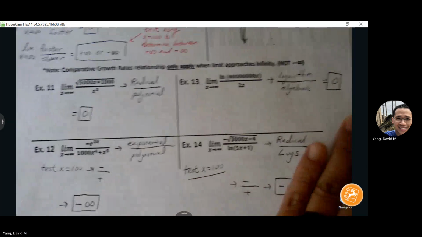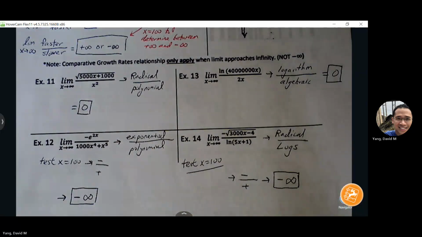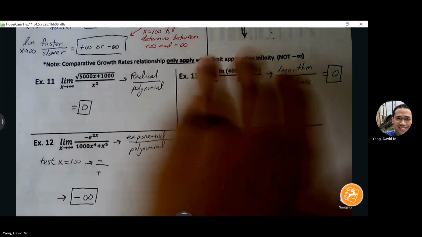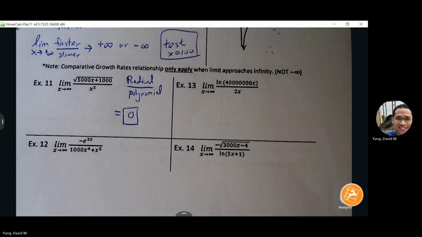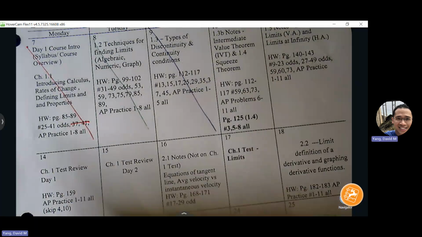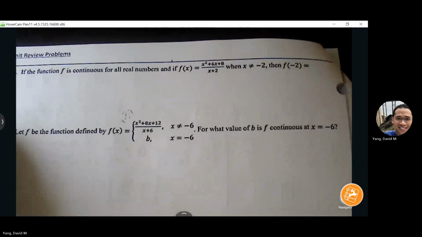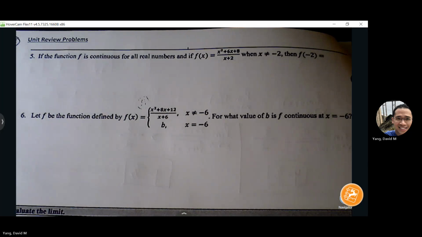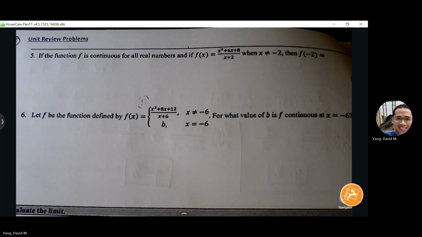Okay, let's check our answers here. All right, any questions here? All right, let's do miscellaneous review on the last page here of our notes. All right, try number five.